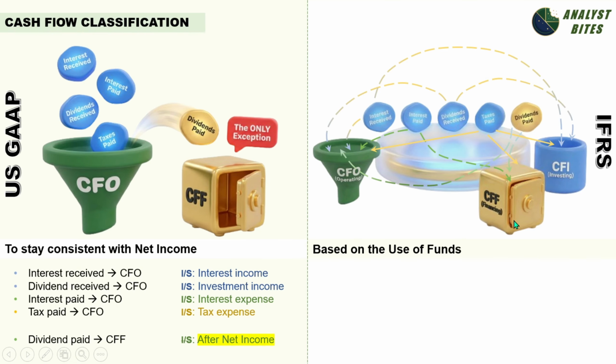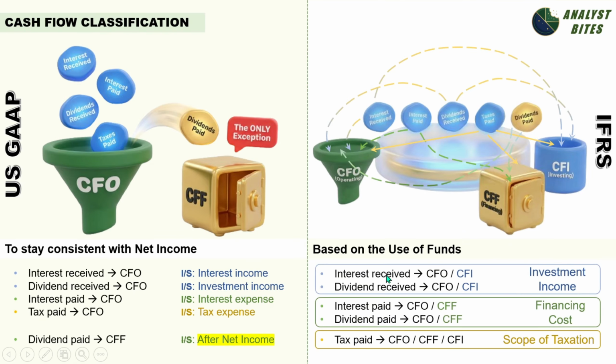Now let's compare this with IFRS on the right. IFRS is more flexible. It classifies cash flows based on their economic substance rather than aligning them with net income. Because it focuses on substance, investing-related items like interest received and dividends received can be classified as CFO or CFI. Financing-related items like interest paid and dividends paid can be classified as CFO or CFF. Taxes are the most unique, since you can pay taxes for operating, investing, and financing activities. The cash outflows can be allocated across CFO, CFI, and CFF.